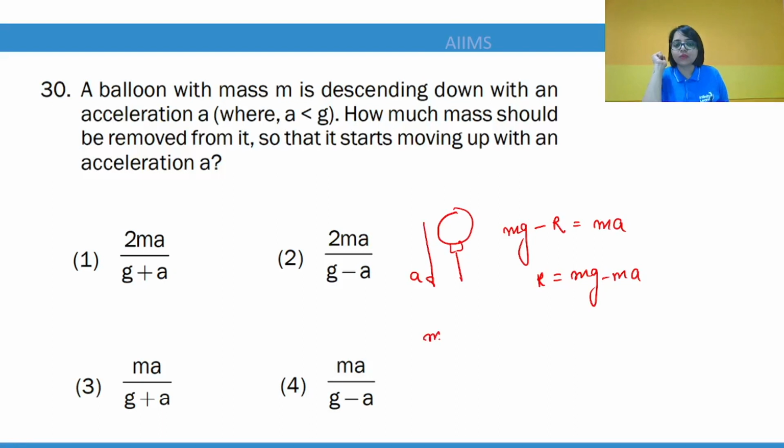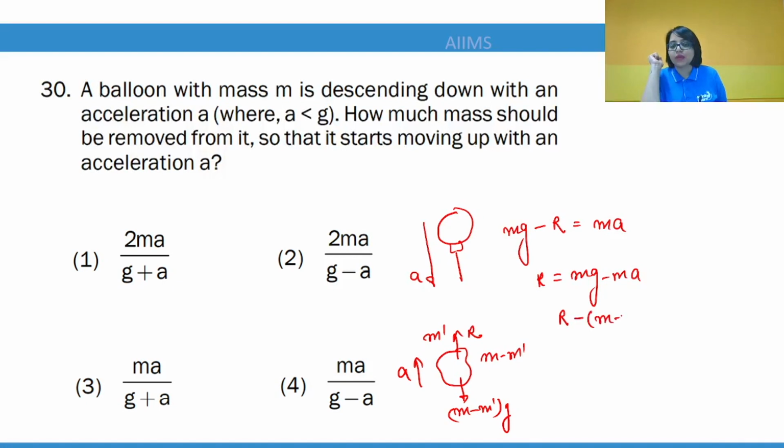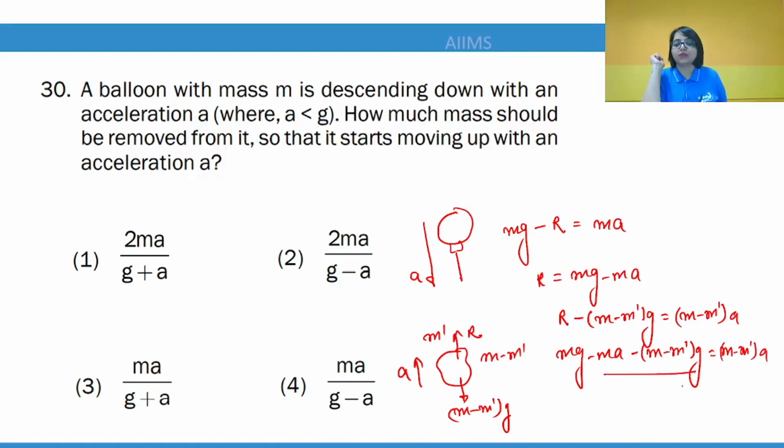Now I'm removing m dash mass from the balloon. So total mass will be m minus m dash. So m minus m dash into g will be in downward direction, R will be in upward direction, and acceleration a is in upward direction. So in this case you can write R minus m minus m dash g is equals to m minus m dash a. We can put the value of R from this equation. So it is mg minus ma minus m minus m dash g is equals to m minus m dash a. After solving this equation, you will get the value of m dash as option 1, 2ma upon g plus a.